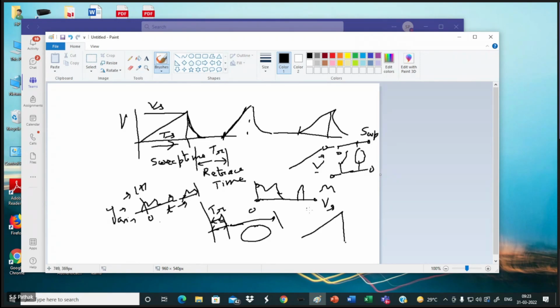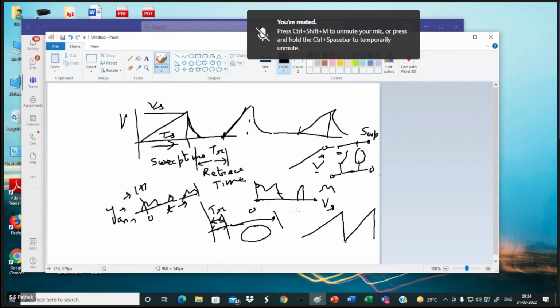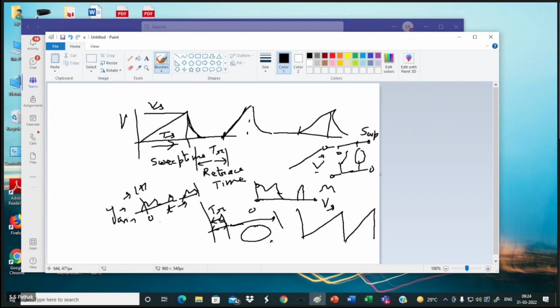So that's what will be coming like this, coming like this, and like that. So this is your voltage V, and this is your time T. So we want to generate a sweep of this kind.